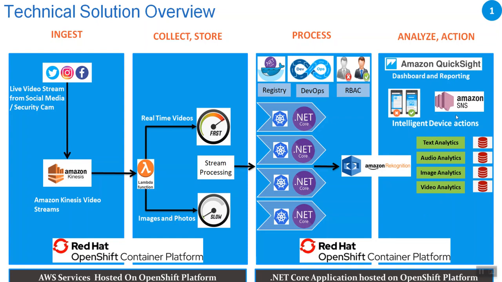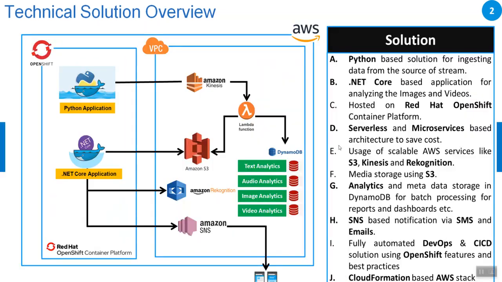As part of this solution, we are hosting this on the Red Hat OpenShift platform, and both these solutions, a Python program and a .NET Core application, use the built-in features like registry, DevOps, role-based access, etc. So, going a little deeper into how these different solutions are structured.